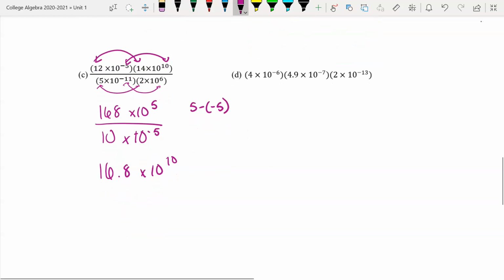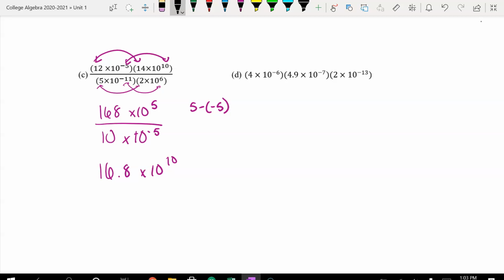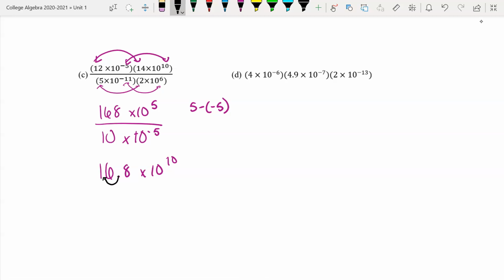Now here's what I think is the most confusing part. If you're writing it in scientific notation and I move it to the left to keep it in scientific notation, because I can't use the number 16, I have to use 1.68. Then I'm going to add 1 to my exponent. So normally we would say, oh yeah, move it to the left, subtract. However, if you're doing scientific notation, I move it to the left, I'm going to add 1.